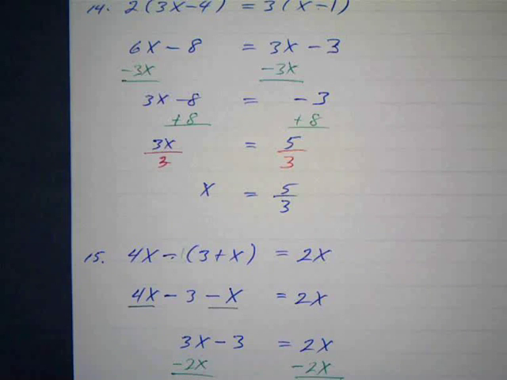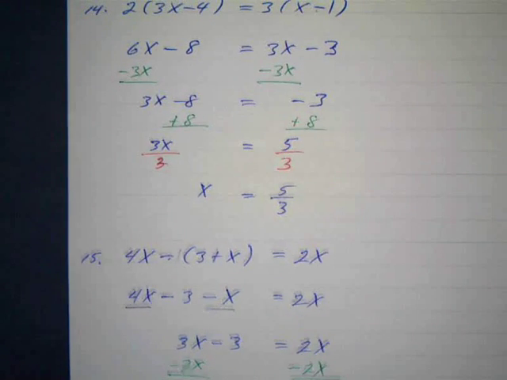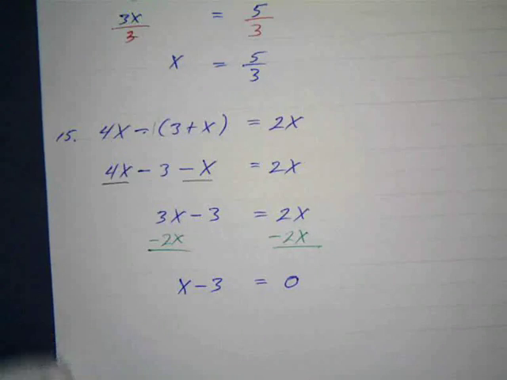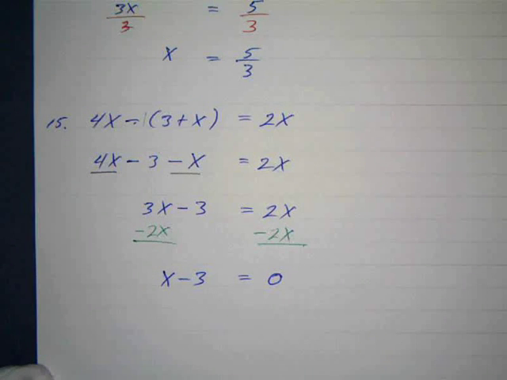And 3x minus 2x is just 1x, so I've got 1x minus 3 on the left. And 2x minus 2x is 0, so we've got 0 on the right. That's okay. 0 is a number.